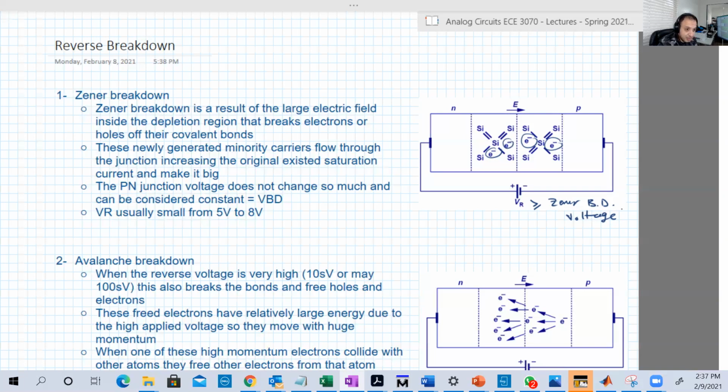And we noticed that when we reach such an amount of reverse voltage, the voltage drop across the diode becomes almost constant, and only the current increases.